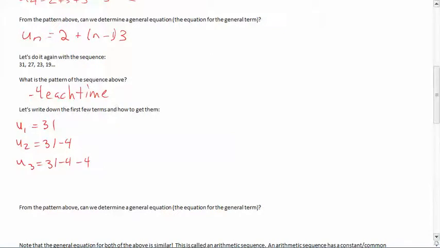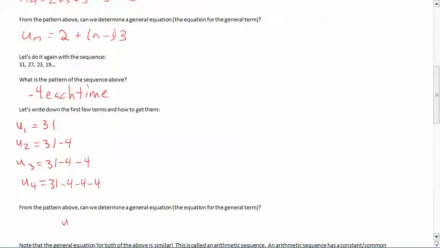Okay, now hopefully, because 31 minus 4 is 27, minus 4 is 23, you're going to recognize that this is very, very similar to what we were just doing, except this time it's subtracting 4 each time. So there you go, 31 minus 4 minus 4 minus 4, and so again, from this pattern, we should be able to write a general equation.